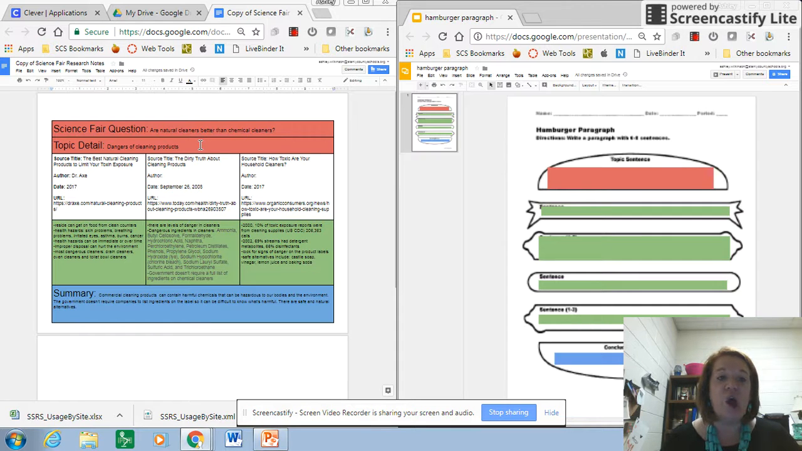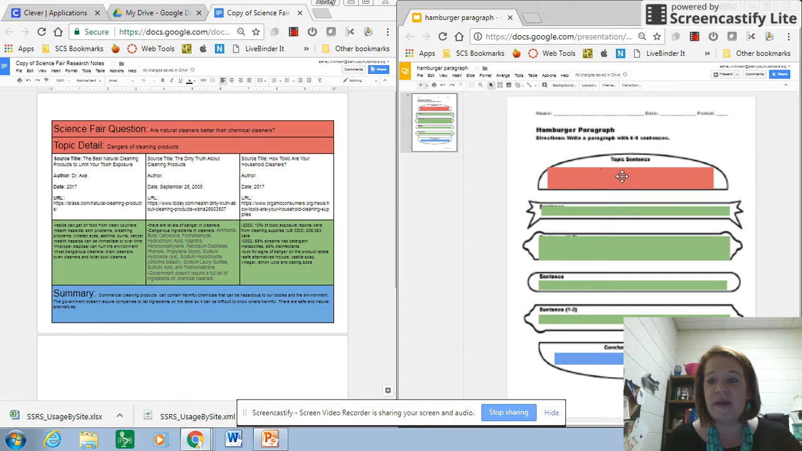Now, both of those, are natural cleaners better than chemical cleaners, and what are the dangers, are question starters, and we want to take those and create a statement or a regular sentence that ends with a period, not a question mark. So I need to take those two lines, that information, and build a sentence out of it.